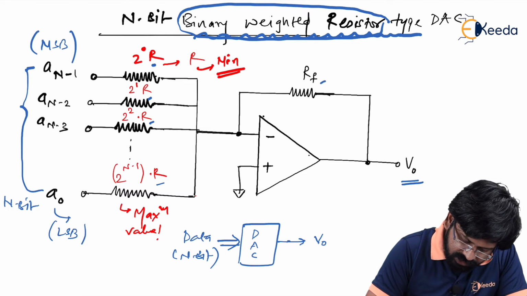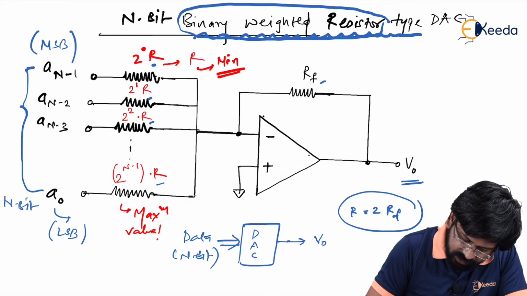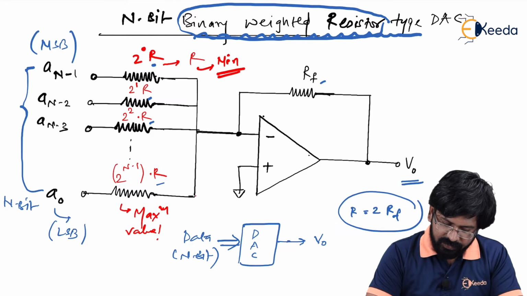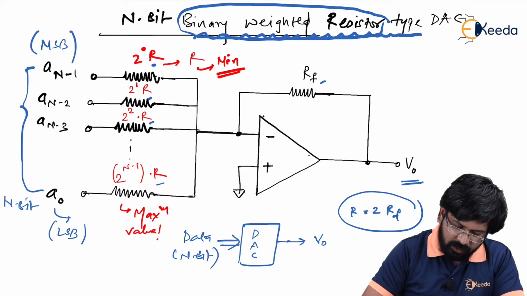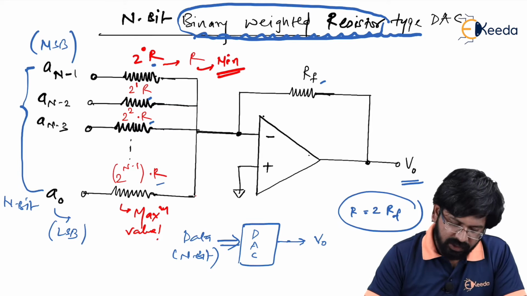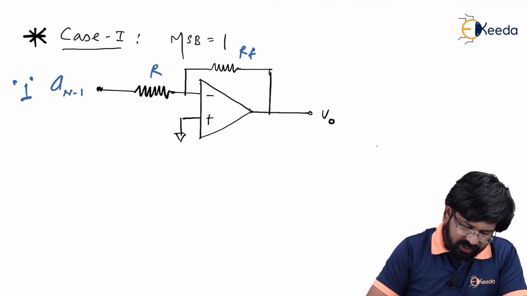Is that right? One more thing I want to tell you, that all R's which are used here will have a relation with RF also, and this R is always equal to 2 times RF. Don't forget that. In binary weighted resistor, it is essential that the R that you select should be twice of the feedback resistor that you have used here. So let's start with this.